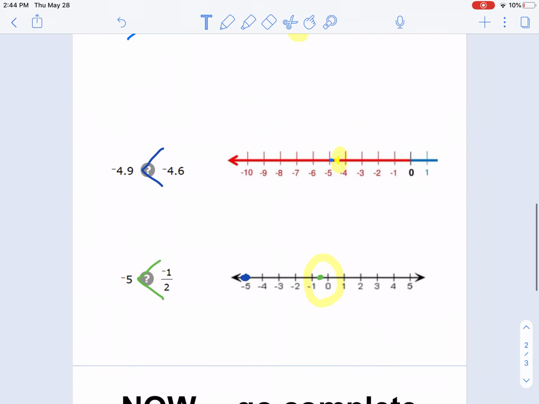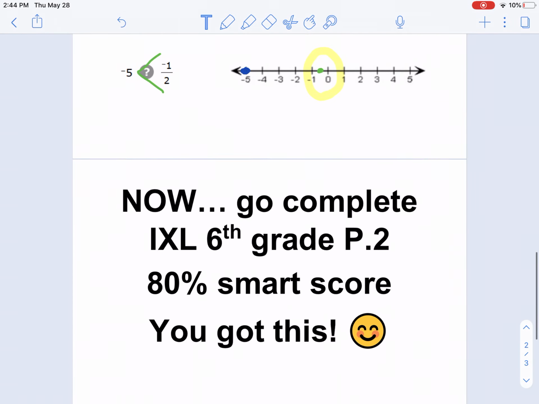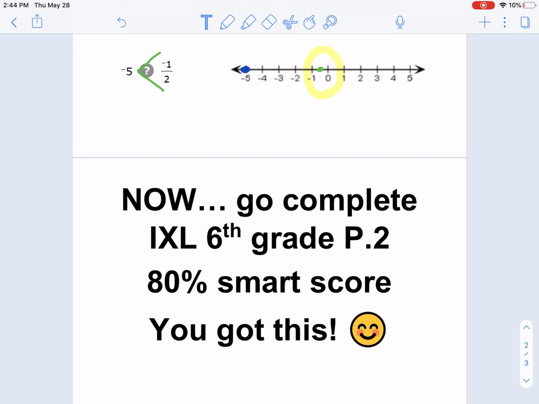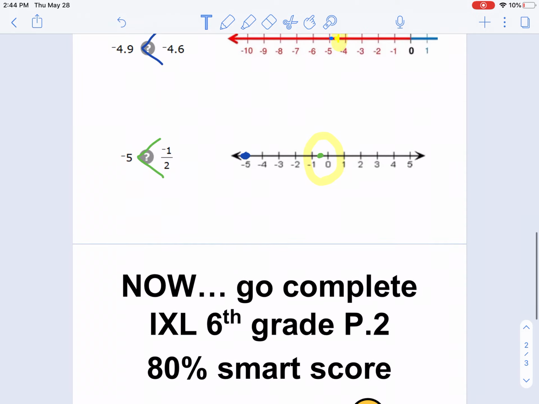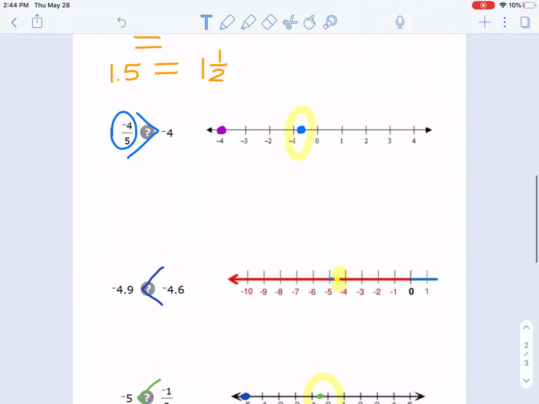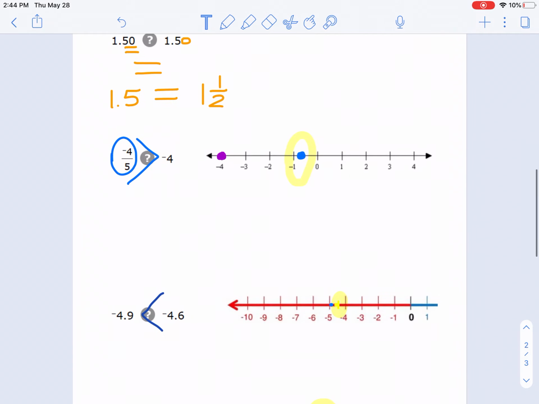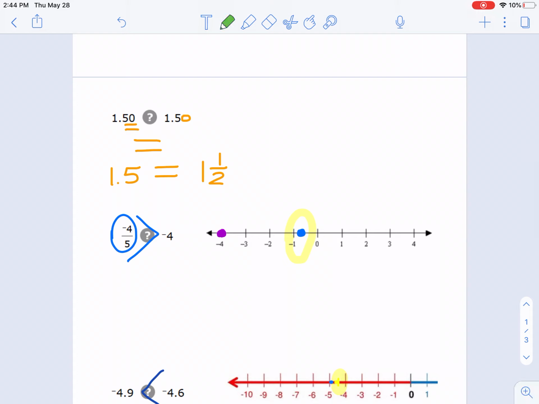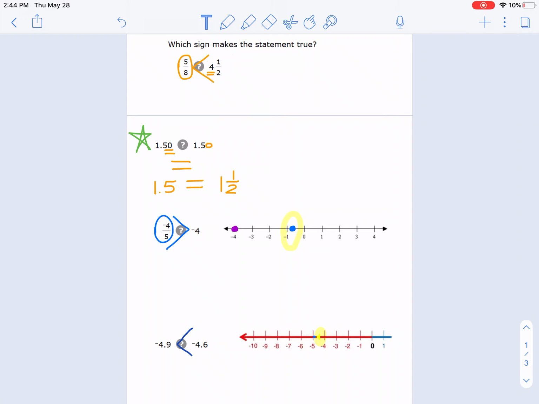So I pulled some examples from the IXL strand. Now you're going to go complete IXL 6th grade P.2 and 80% SMART score. And again, draw the number line. I think that is the easiest way to do some of these, especially if you get stuck. And then obviously don't get tricked on equivalent numbers that are both rational, where one's a decimal and one's a fraction. And if you need assistance on a problem, you can always get a hold of Miss Henderson or myself, or go back and watch this video.